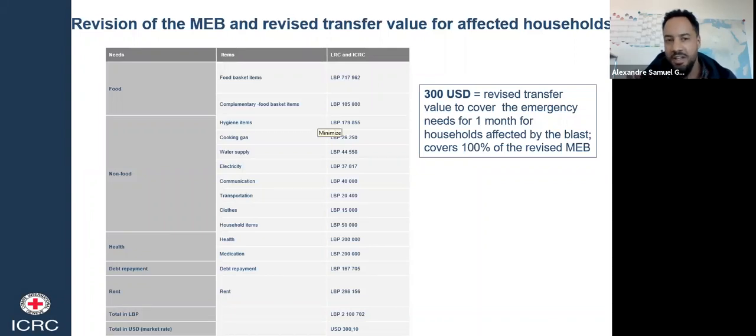ICRC hasn't been super involved in all the previous discussion around MEB, but we conducted some studies, and the big worry that we had was to transfer massive amounts of money using the Lebanese pound, the local currency, in a hyperinflation context. So there was a bit of analysis conducted. We went back to the literature to see if there were cases where cash assistance has been implemented in a hyperinflation context.